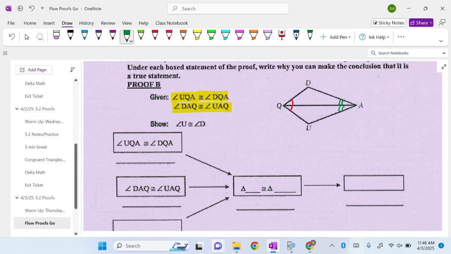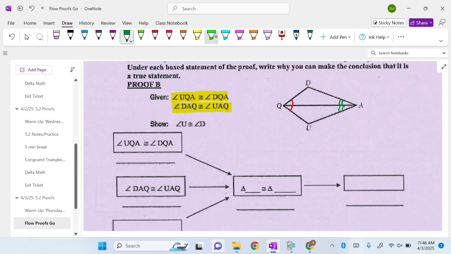Remember, when you're trying to figure out where the angle is, start at the first letter, go to the next letter, and then go to the next letter in a row. And then that's where the angle is. So for example, UAQ, I would start here at U, go to A, go to Q. That means this is the angle I'm looking at.